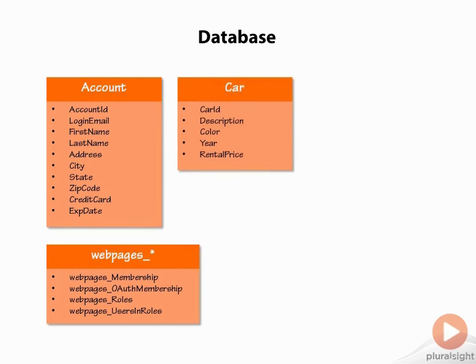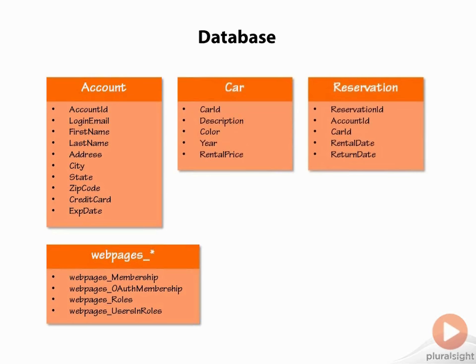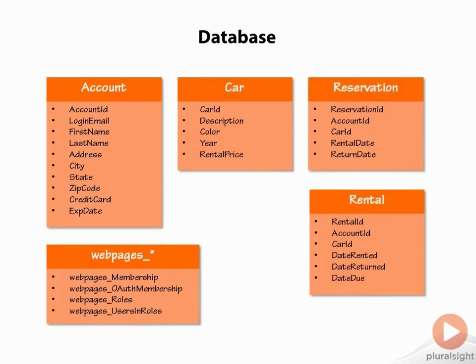The car table is pretty self-explanatory. It simply stores vehicle information. And I kept it as simple as possible, so all we got here is the basic description, color, year, and the price per day for the rental of this car. The reservation table stores the reservations that are made by the customer. And the rental table, of course, stores current car rental information.